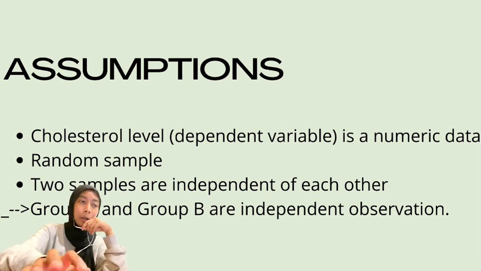For assumption, the cholesterol level dependent variable is numeric data, and it is a random sample. So the two samples are independent of each other. So group A and group B are actually independent observations.